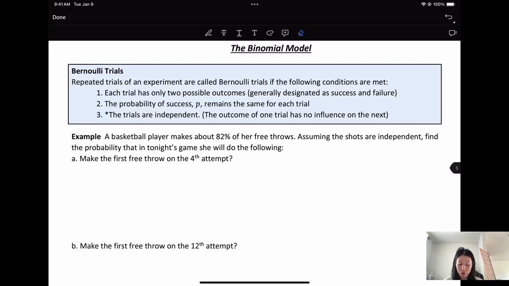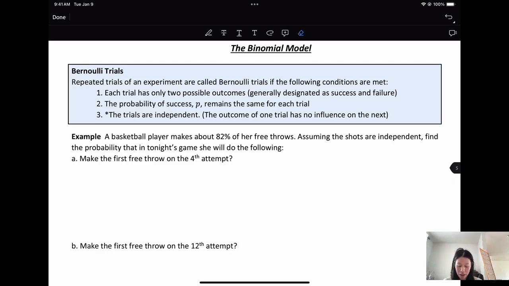Each trial only has two possible outcomes, which are success or failure. The second requirement is that the probability of success, P, remains the same for each trial. Third, the trials are independent. The outcome of one trial has no influence on the next one.